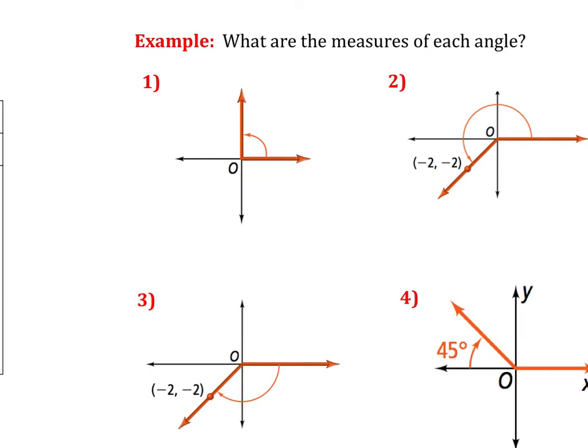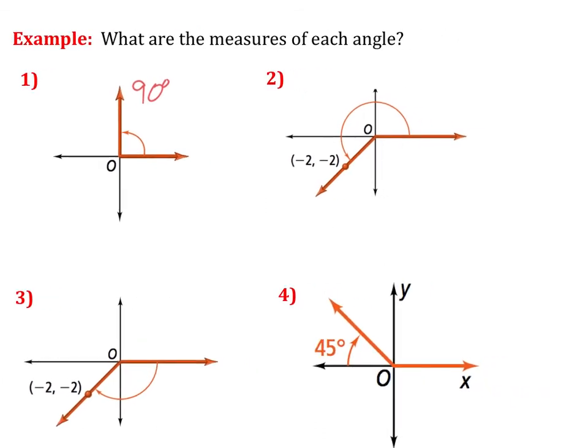Okay, let's take a look at some examples. Number 1 says we're going in a positive direction, so I know it's a positive angle, and it goes up to the positive y-axis, so that would be a 90-degree angle. Number 2, they don't tell me an angle measure. I know it's going to be something bigger than 180 degrees, but not quite 270 degrees.